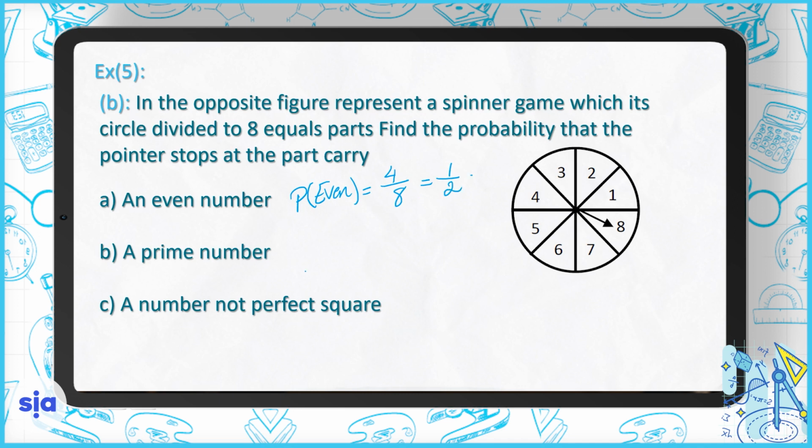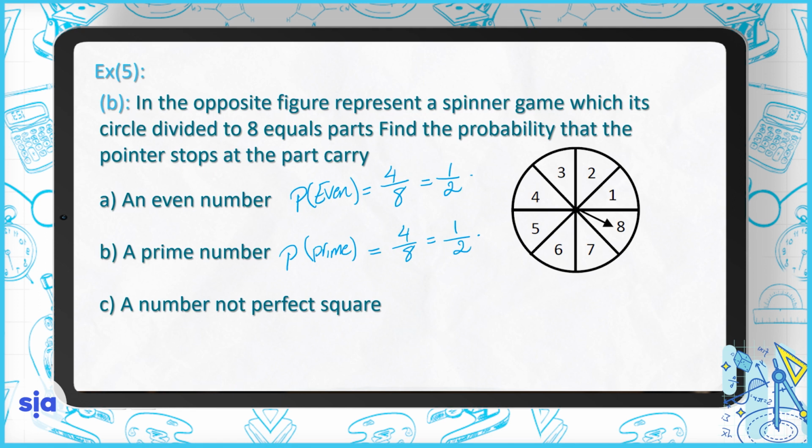The second one, the probability of pointing at a prime number. So the probability of a prime number, how many prime numbers are these? Take care, the 1 is not a prime number. So it's 2, 3, 5, and 7. So they are 4 prime numbers out of 8 numbers all in all. So it's also half.